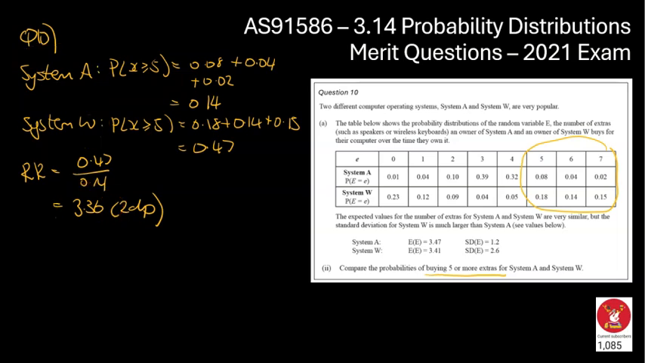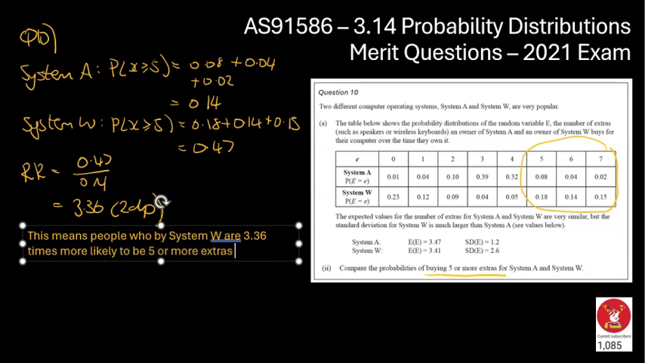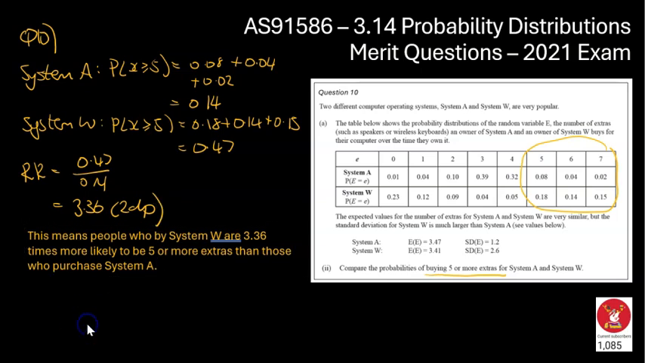So we now need to explain that in a sentence. So this means people who buy system W are 3.36 times more likely to buy 5 or more extras than those who purchase system A. And that wraps up this question.